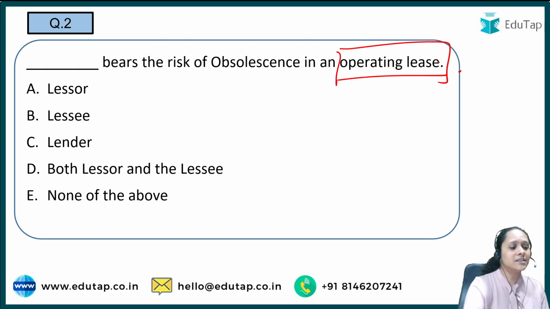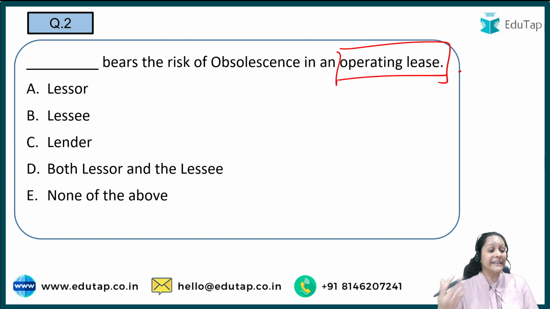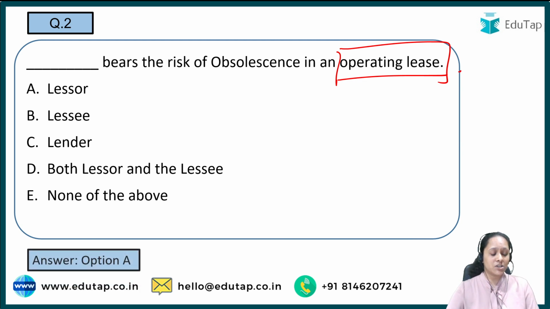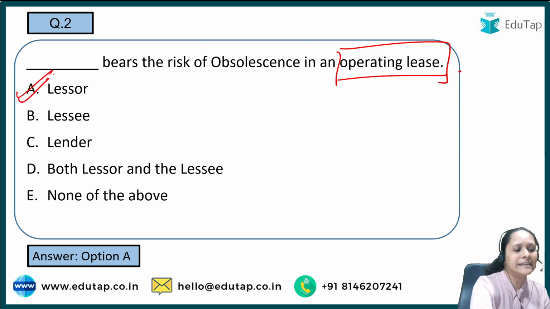The question says that dash bears the risk of obsolescence in case of an operating lease. Is it the lessor, or is it the lessee, or is it the lender? Or option D says, is it the lessor and lessee together? Now, the correct option to this question is option A, lessor.